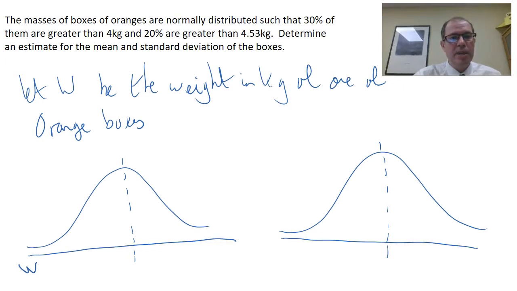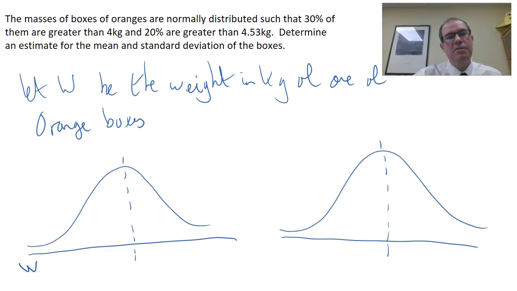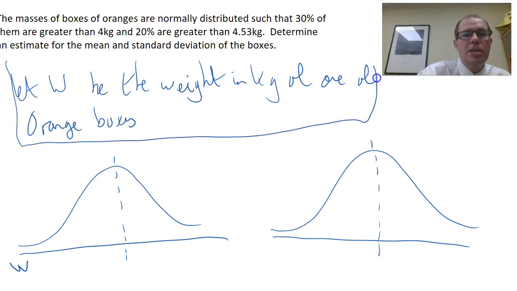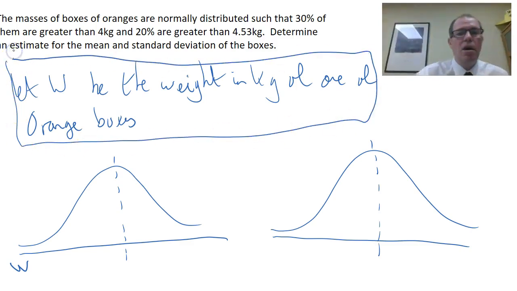so 30% are greater than 4 kilograms and 20% are greater than 4.53. So with that, we can find an estimate for the mean and standard deviation of the boxes. As before, always define your variable. So I'm going to let W be the weight in kilograms of one of the orange boxes.